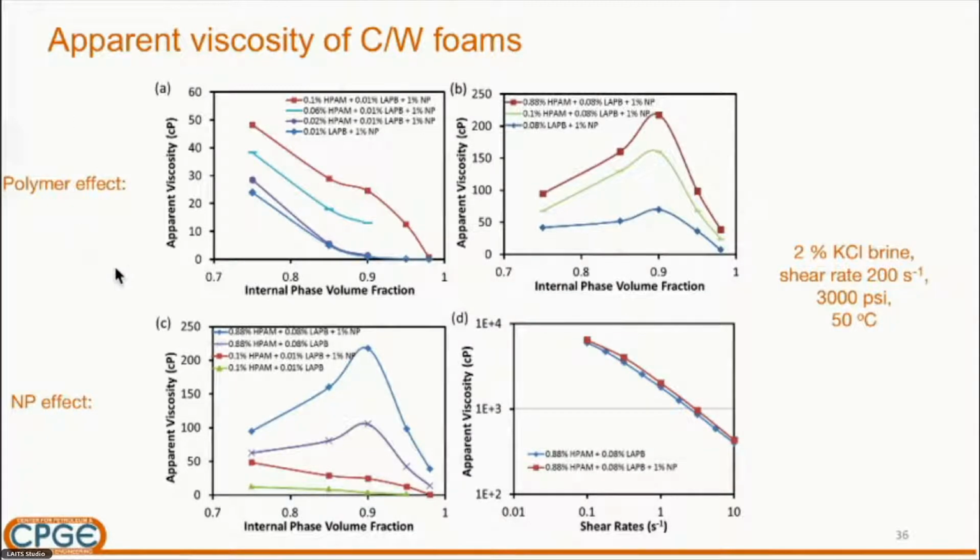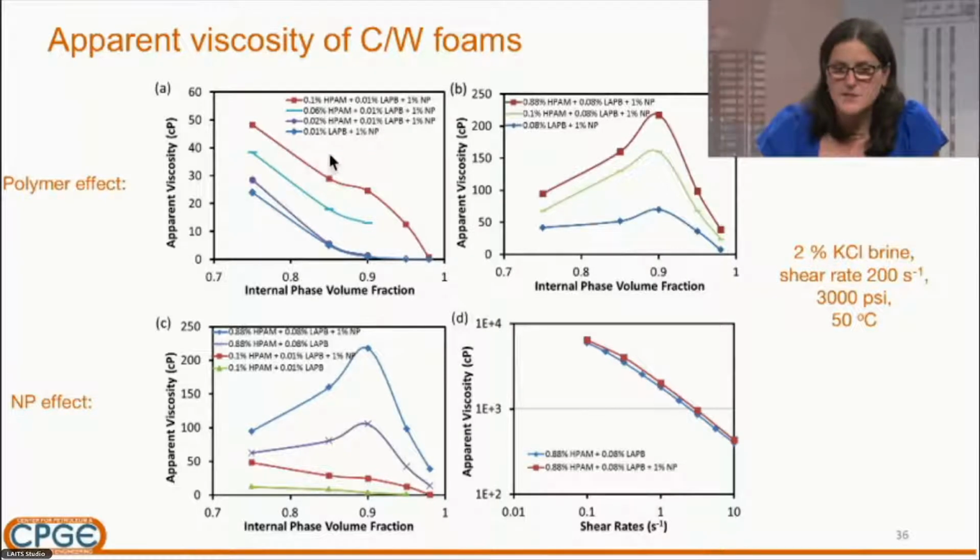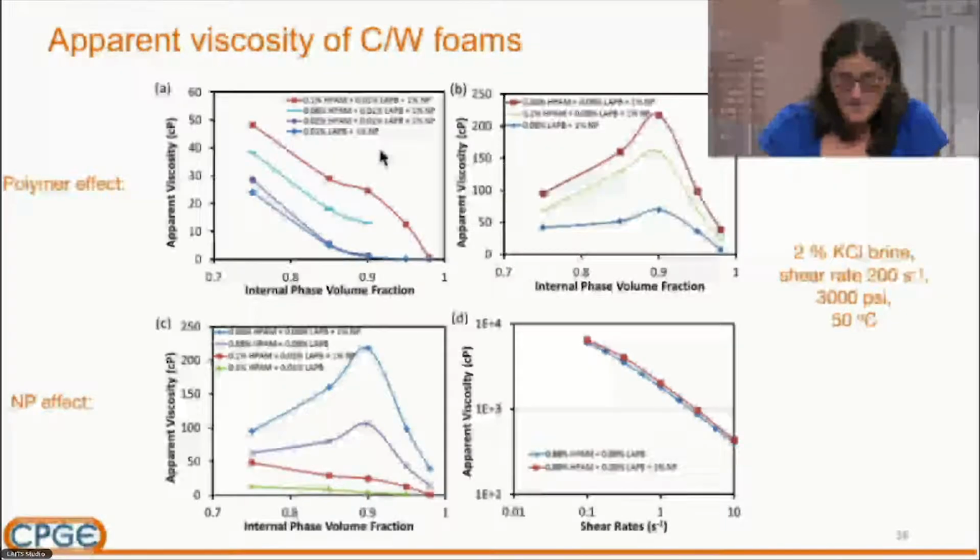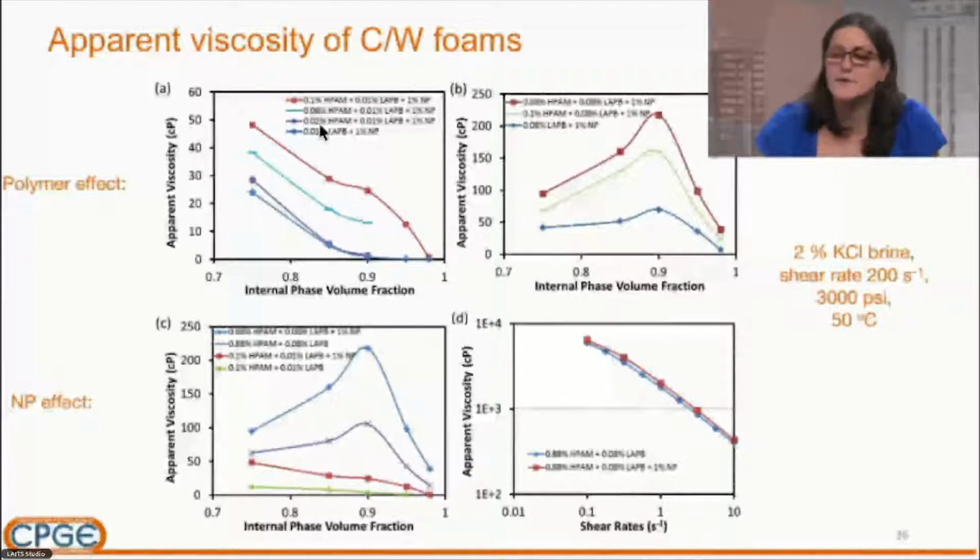One, of course, wants to tune the viscosity of the fluid, and that is done by the amount of polymer. You can see in these two top figures what happens as you keep the surfactant and nanoparticle amount constant: the more polymer you introduce, the more viscous the foam. You can see the range; we can go from anywhere between 10 to 200 centipoise.